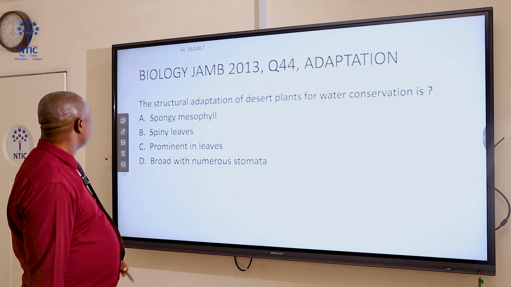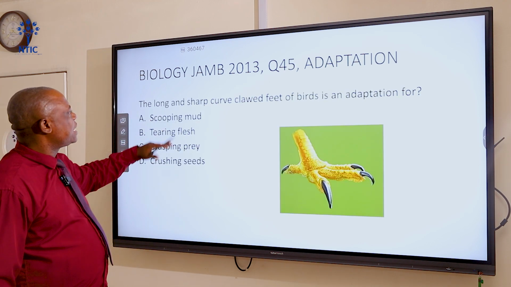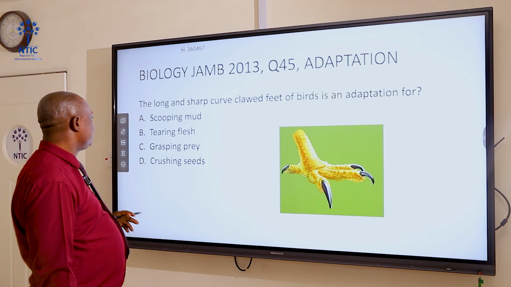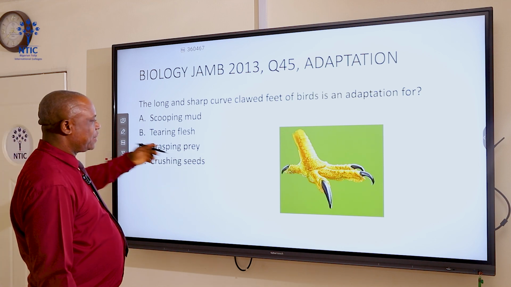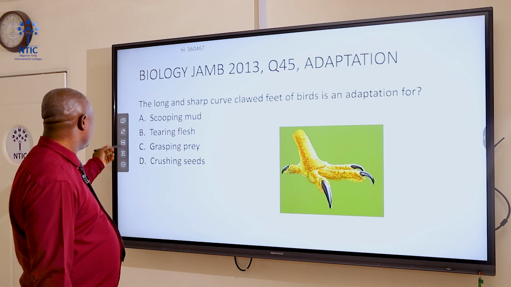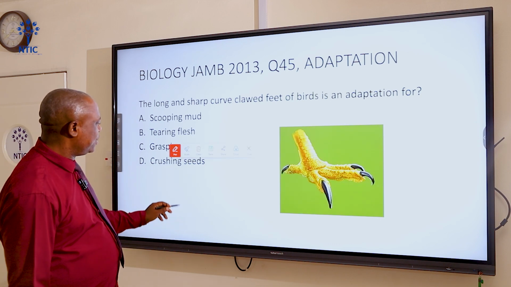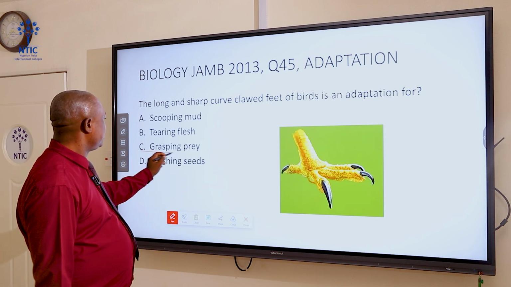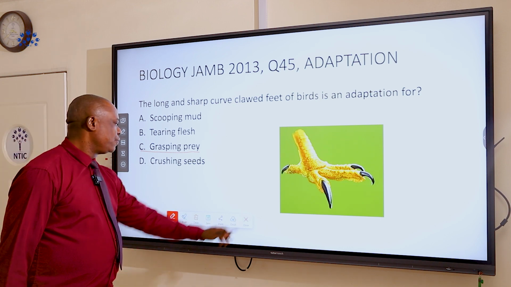Next question, question 45. The long and sharp curved clawed feet of bird is an adaptation for grasping prey. I think this is another question like the former one. So the answer to this is, this kind of feet is used for grasping prey.